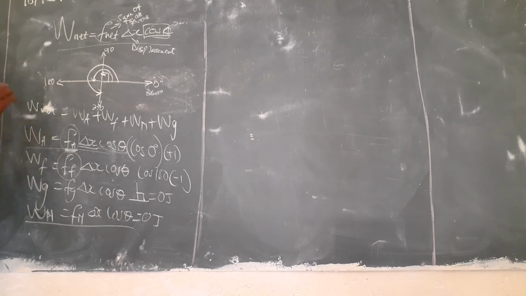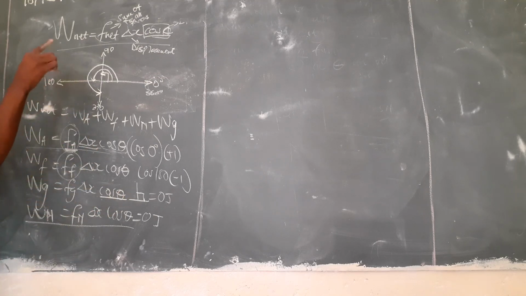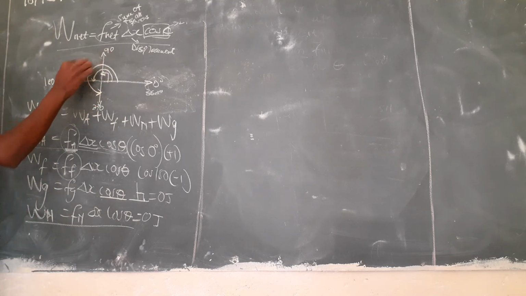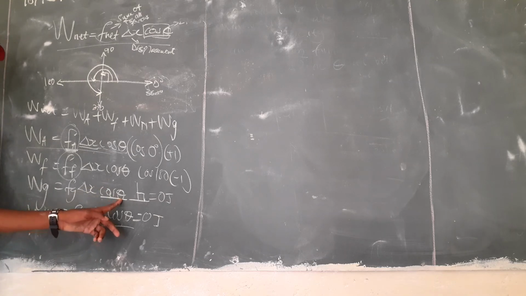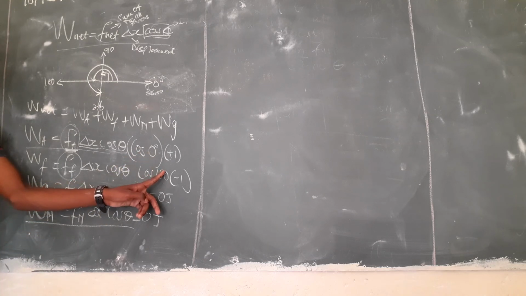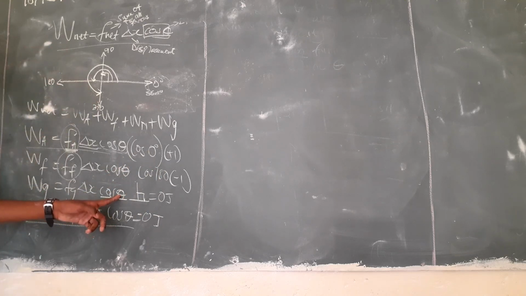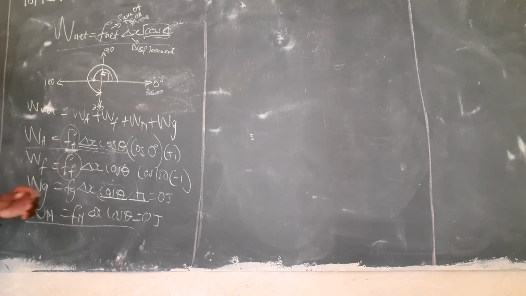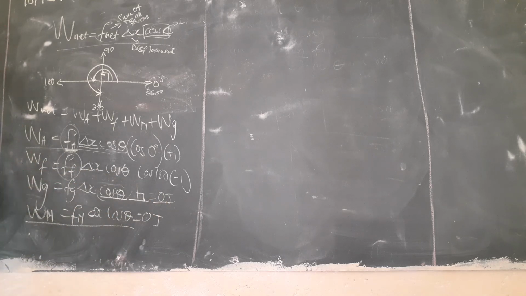For weight, where is our weight going? Our weight is going downwards. As it's going downwards, what angle does it create? It creates an angle of 270. So if I substitute 270 here, you see that I substituted 0, here I substituted 180, which means here I substitute 270. Cos 270 is 0. Because I'm multiplying everything, the result is 0. Therefore, weight is not doing any work on the object.